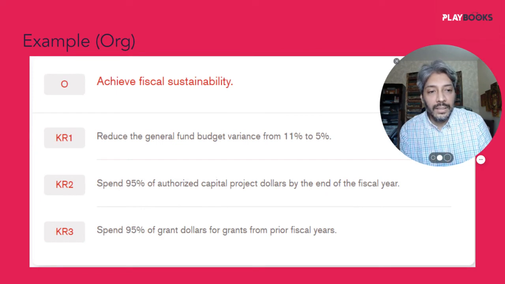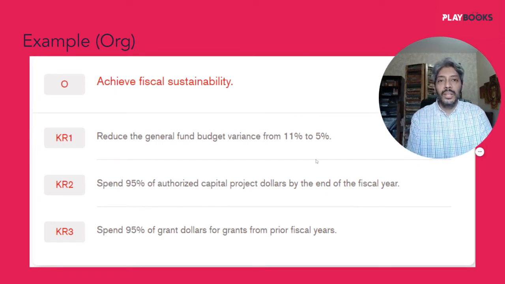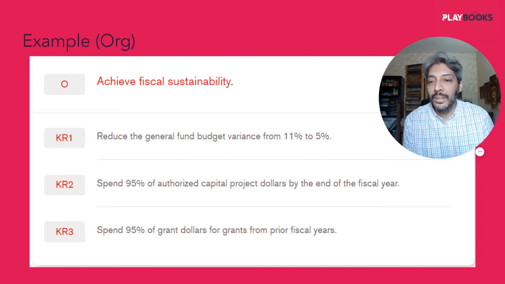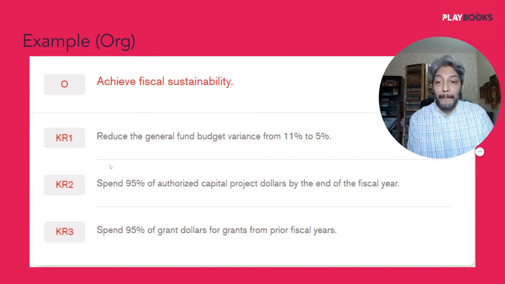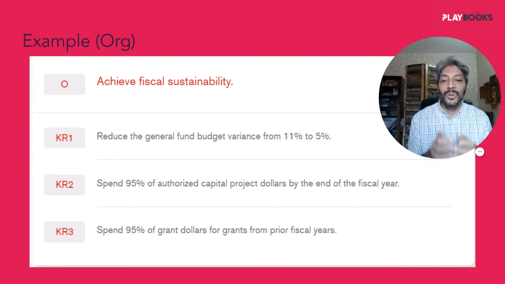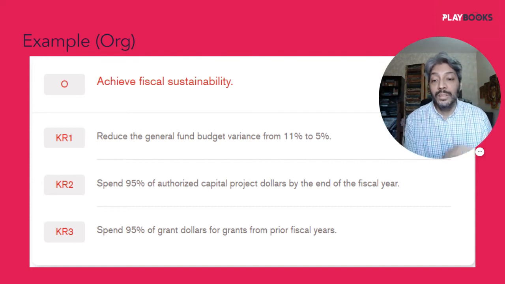The next example is a city called Syracuse in New York state in the US, which had a clear objective: achieve fiscal sustainability by reducing the general fund budget variance. Year over year, they had a lot of budget variance, so they wanted to reduce that from 11% to 5%. Second KR, spend 95% of the authorized capital. They realized that they were not spending the budget that they were allocating, so they want to spend it in each fiscal year. And last, the grant dollars left over from the previous fiscal years, they wanted to ensure that 95% of them were allocated and given out.